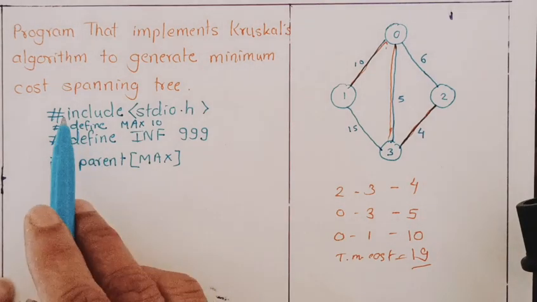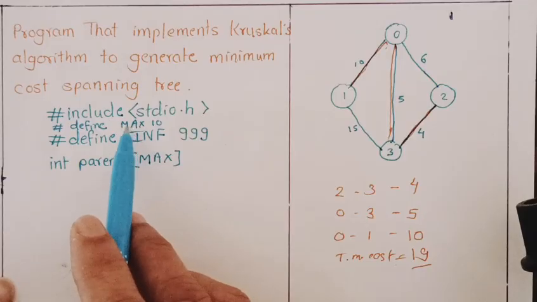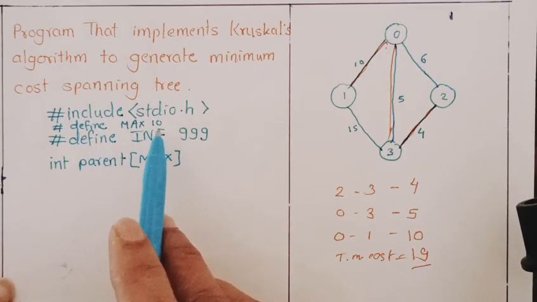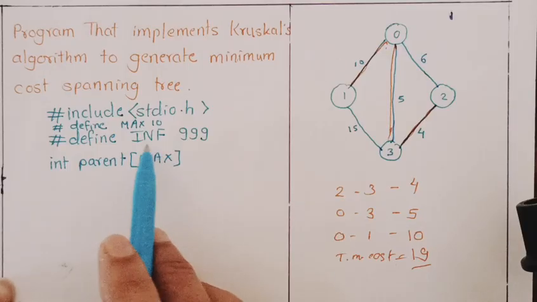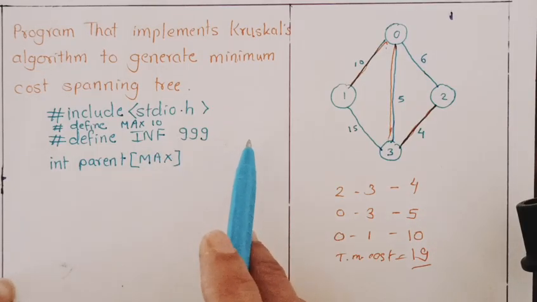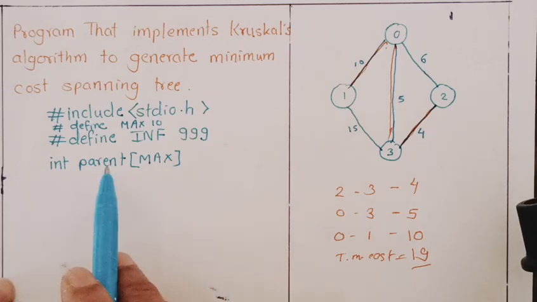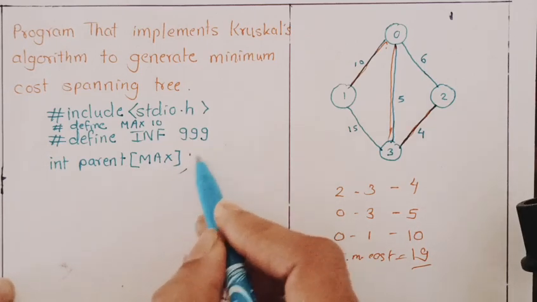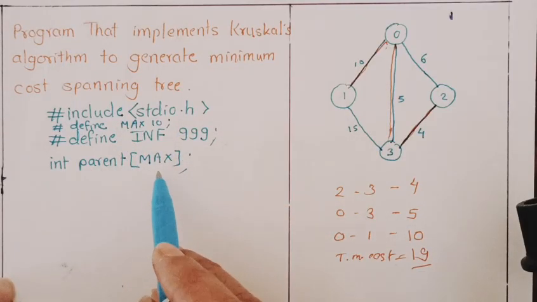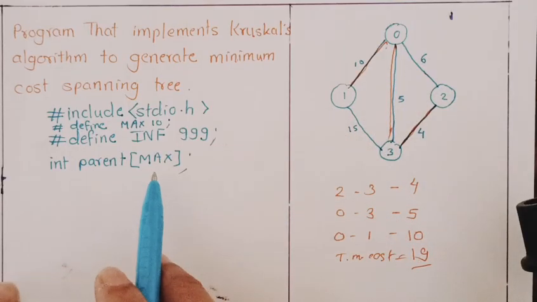So here first you have to include stdio.h. Then you have to take 2 global variables here, max and inf. Max you are taking as 10 and define inf. Inf means an infinity number. You are taking 999 or any number you can take, any number of 9s. Okay. Then int parent[max]. So parent is an array. To find the parent of each node, we are taking the parent array.